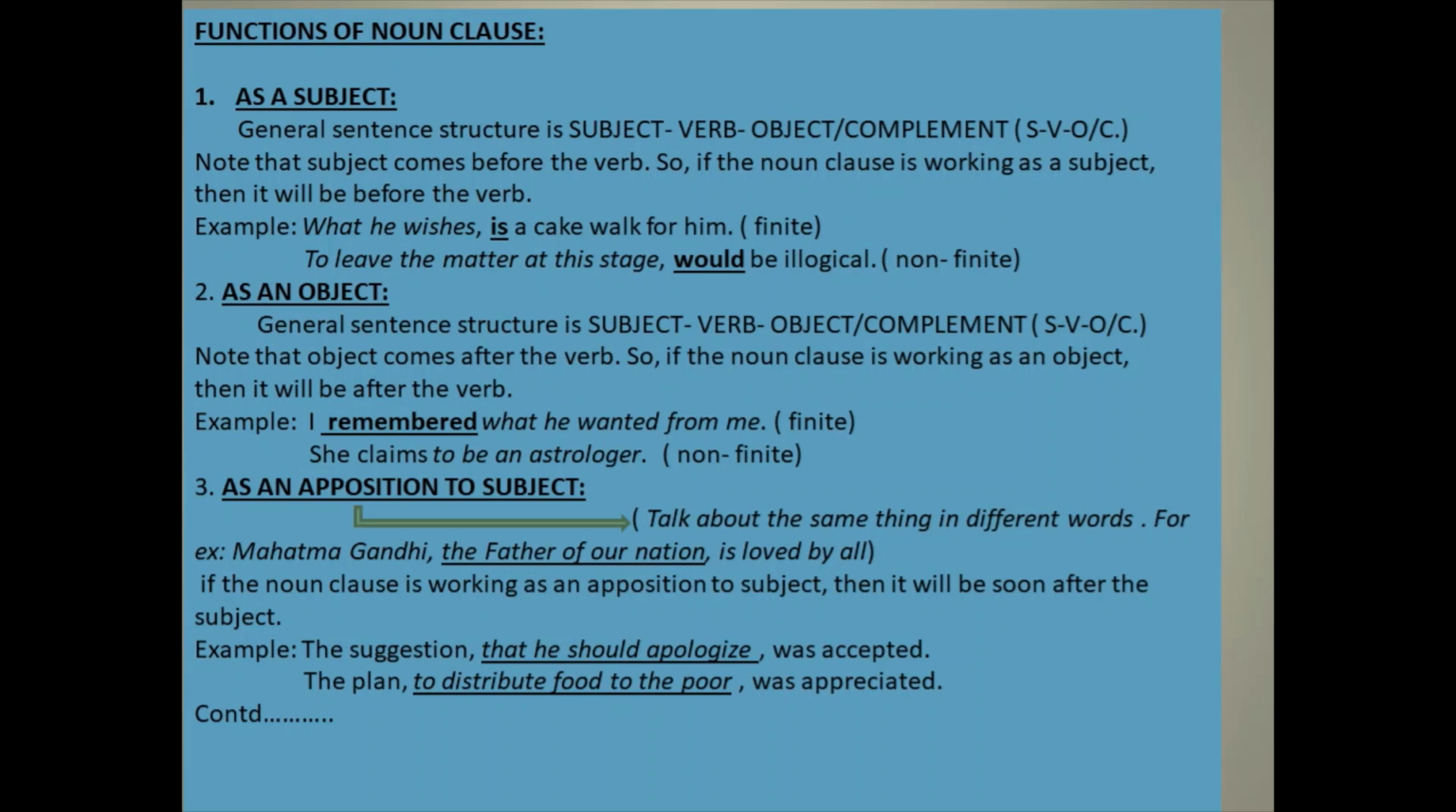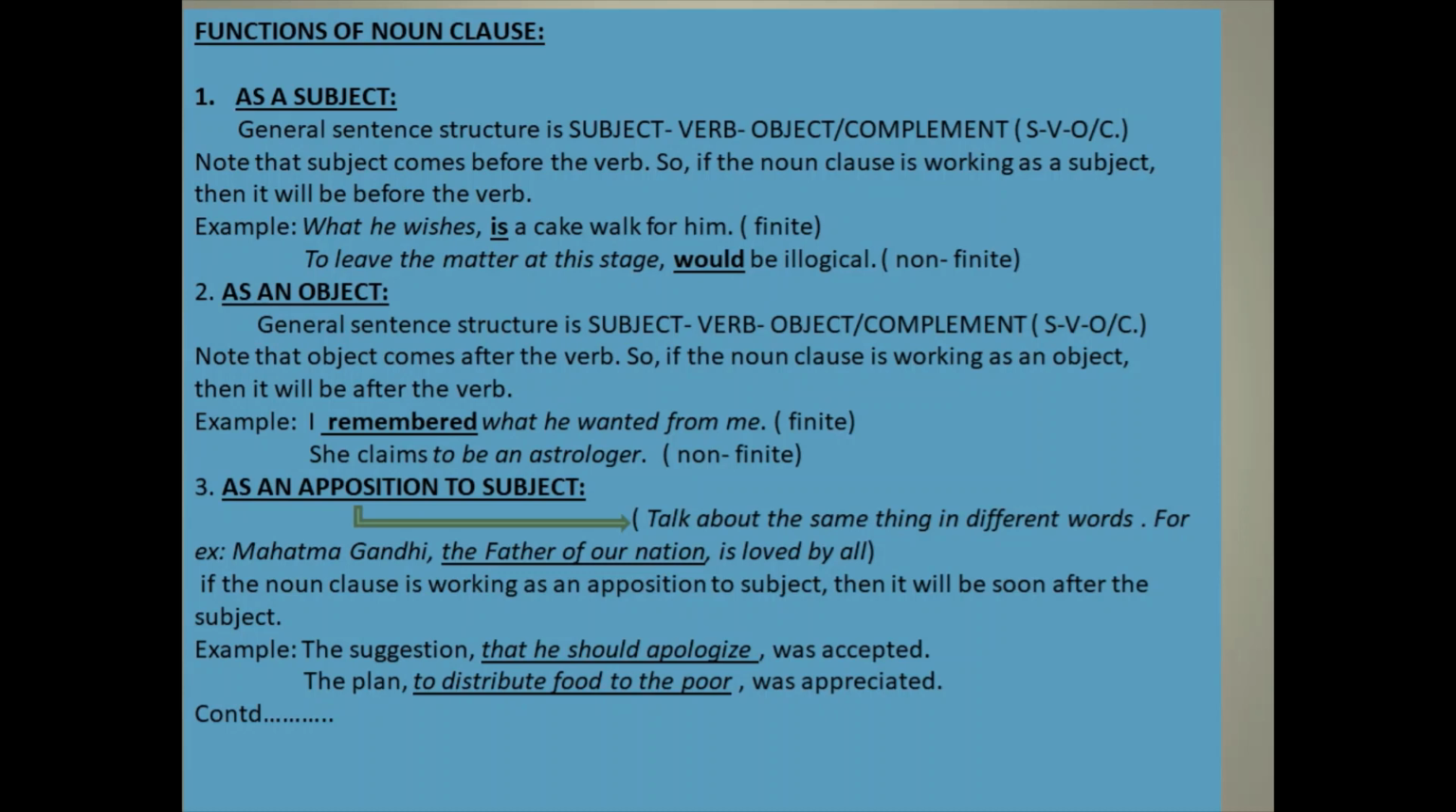So, she claims. Claims is the verb there. So what do we do? We ask the question what to the verb, right? Claims what? To be an astrologer. So what she claims? She claims to be an astrologer. She claims something. What is that something? To be an astrologer. So this is how you pick up on the noun clauses.